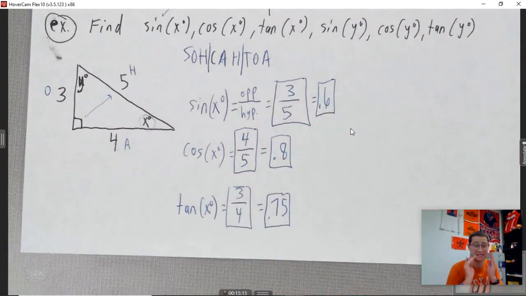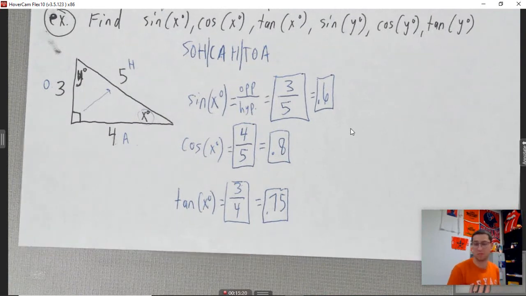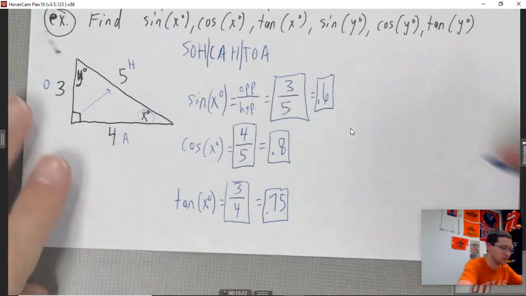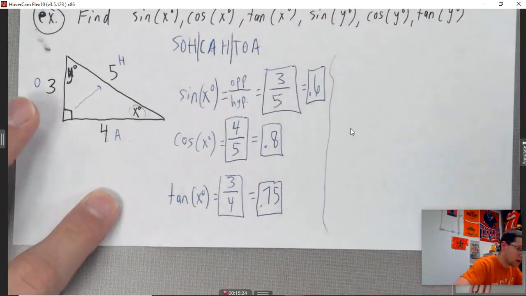Both of those are okay. I do want you being comfortable with the fractions, but decimals are going to play a big part with trigonometry. All right, let's do the other one.